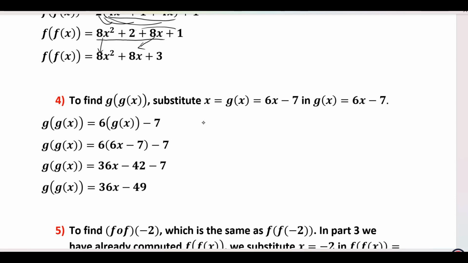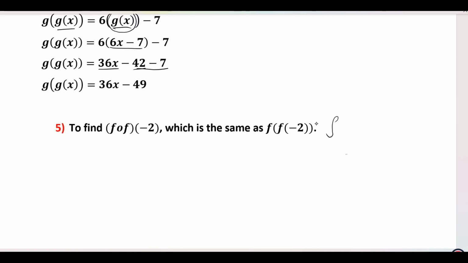Part 4 says we need to find out g(g(x)). That means we have to replace x with g(x) inside the function g(x), which is 6x minus 7. So we replace this x by g(x). And now we know the value of g(x), so substitute that value. Expand it or simplify it. 6 times 6x is 36, and 6 times 7 is 42, and minus 7 comes as it is. You add these up, it gives us 36x minus 49.